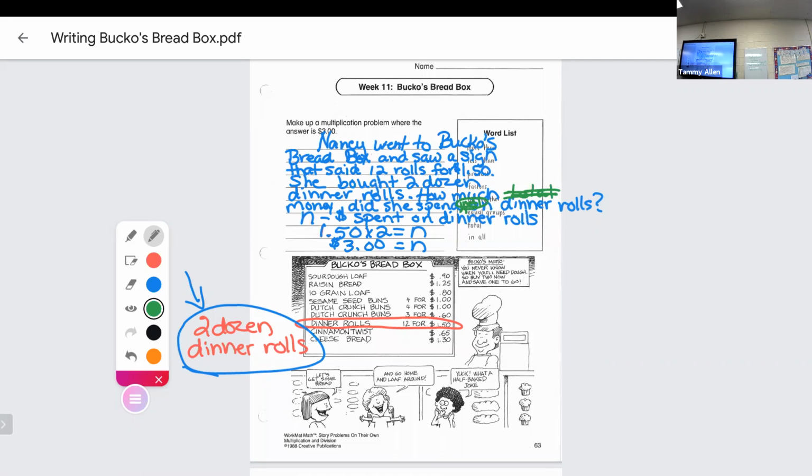What else can we put in? What was the sentence again? What was the question? We can get two more words in. She bought a total of. Yeah, she bought a total of a total of 2 dozen dinner rolls? Yeah. Okay.